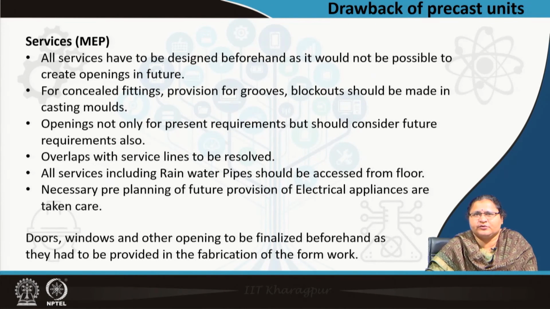Moreover, any expansion program should be considered. Any future planning should be incorporated, as concealed fittings, provision for grooves and blockouts should be made in the casting mold. Openings are needed not only for present requirements but, as I told you, for the future. Rainwater pipes, electrical lines, sanitary lines, wastewater, supply water, all are to be included. Even doors, windows and other openings are to be finalized beforehand, as they are to be provided to the fabricator and necessary actions would only be taken if the drawing reaches them. So, everything is to be pre-designed, which is the major drawback particularly of such precast items.